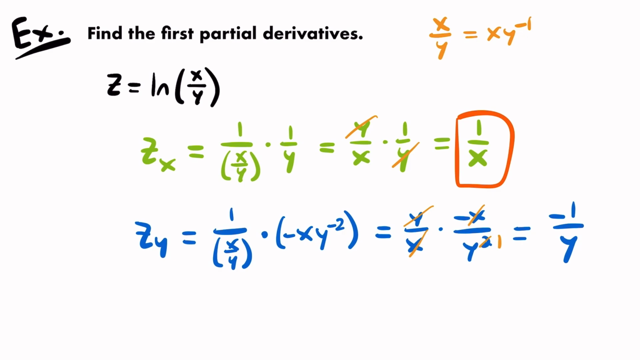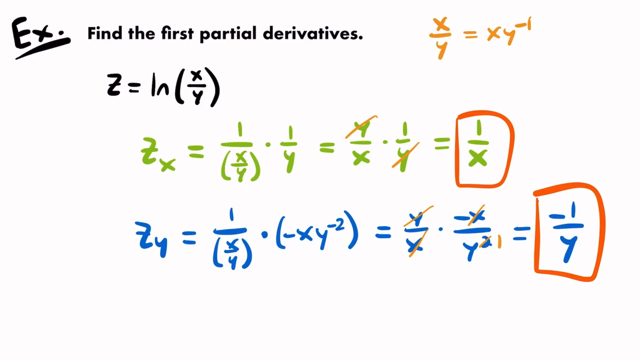Okay, don't forget about that negative. That didn't go anywhere. Only the x's cancel out here. So you're just left with -1 in the numerator, and then 1y in the denominator. And that, -1 divided by y, is the partial derivative with respect to y for this multivariable function.